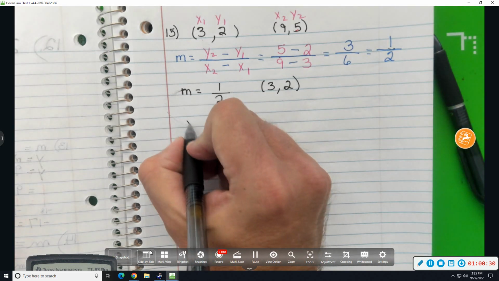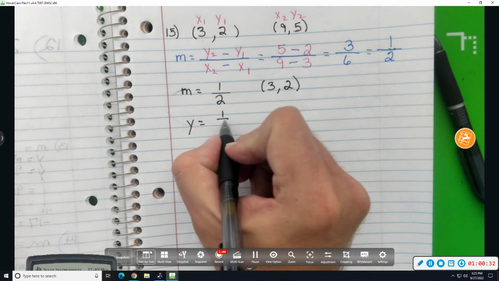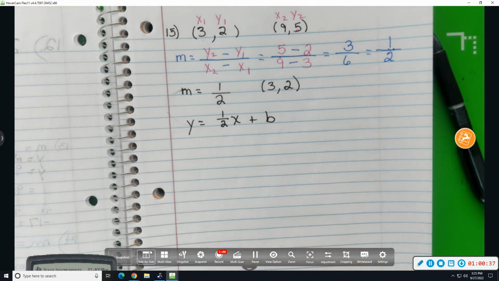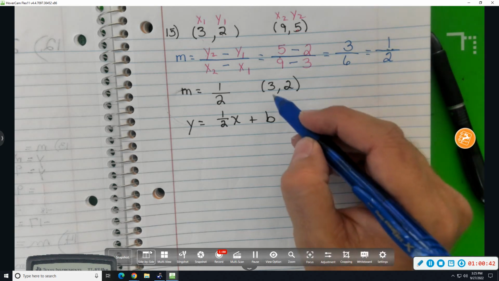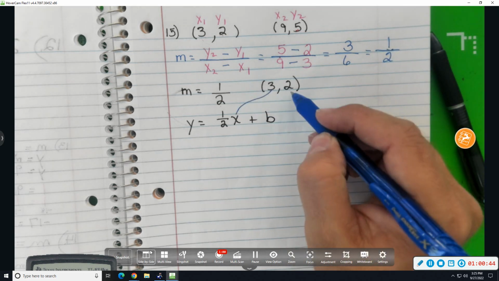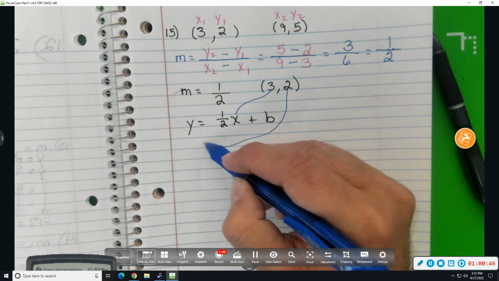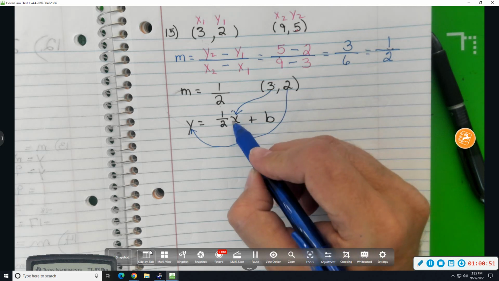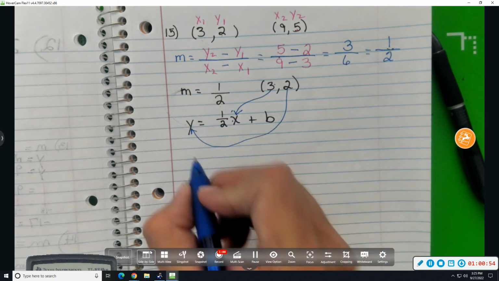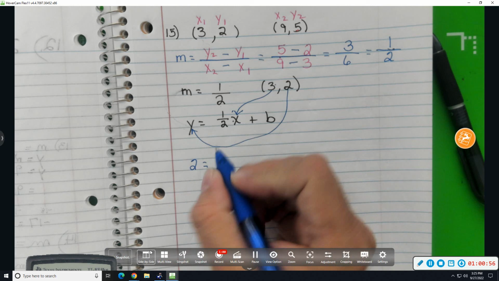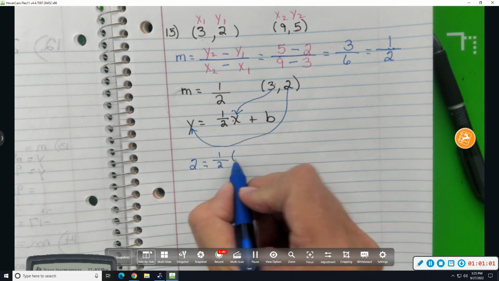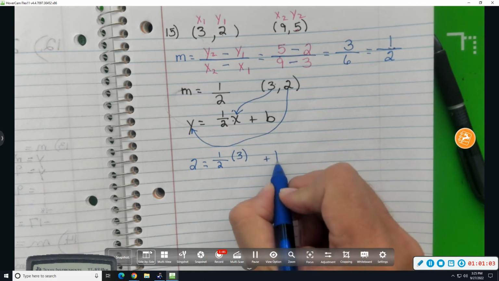y equals mx plus b. So it's going to be 2 equals 1/2 times 3 plus b. Did y'all hear that? You plug the 3 in for x and the 2 for y. So we have 2 equals 1/2 times 3 plus b.